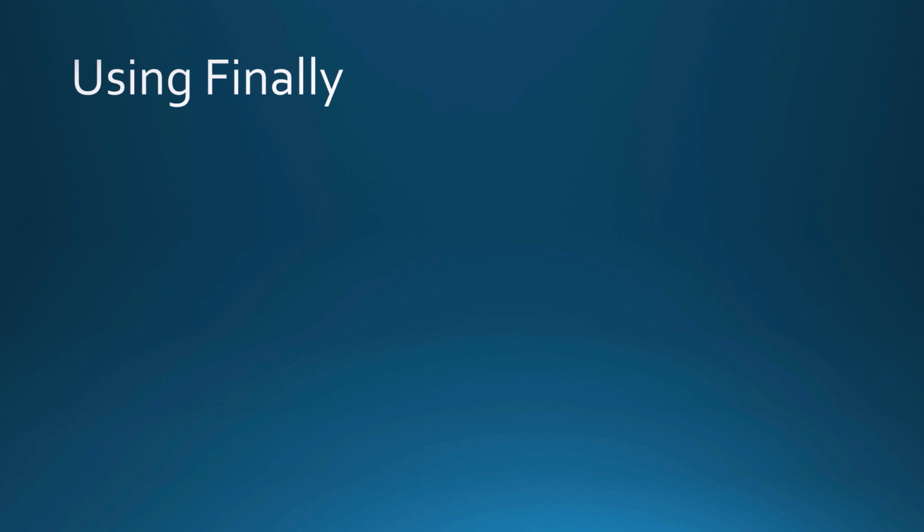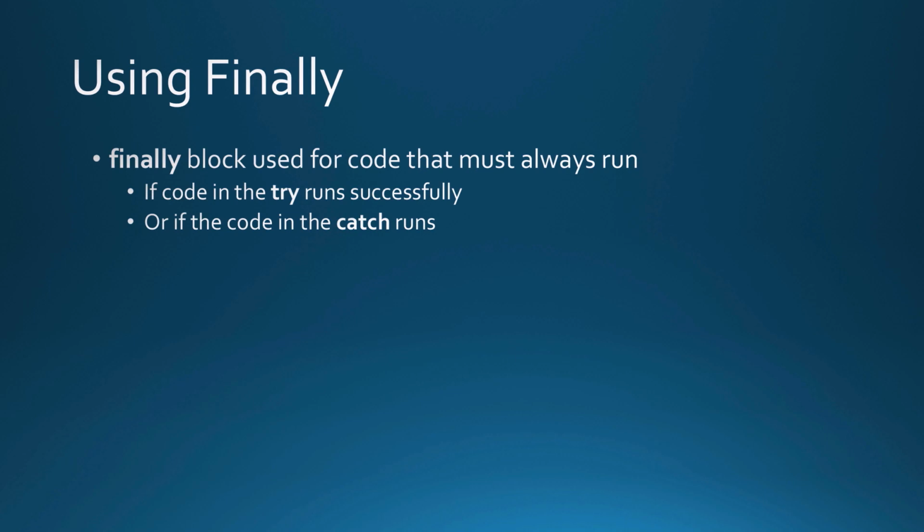Another block that you'll probably want to add is what's called the finally block. The finally block is used for code that must always run, regardless of whether the code ran successfully or if there was an error and the code went through the catch block. So either way, we want this type of code to run, such as closing files and closing connections. We probably want to always have a finally in those cases where we need to do some sort of cleanup on something that we were working with.